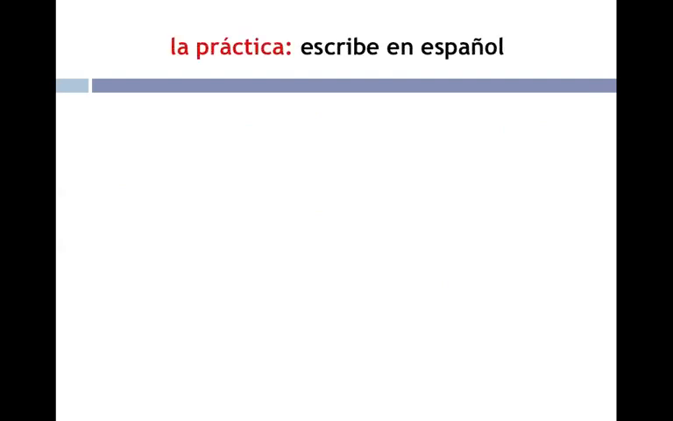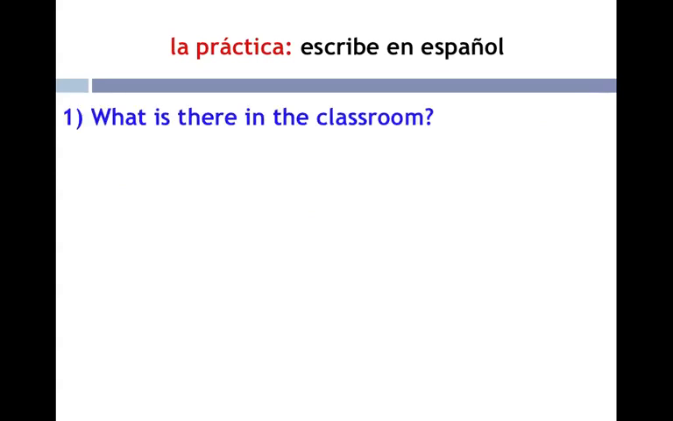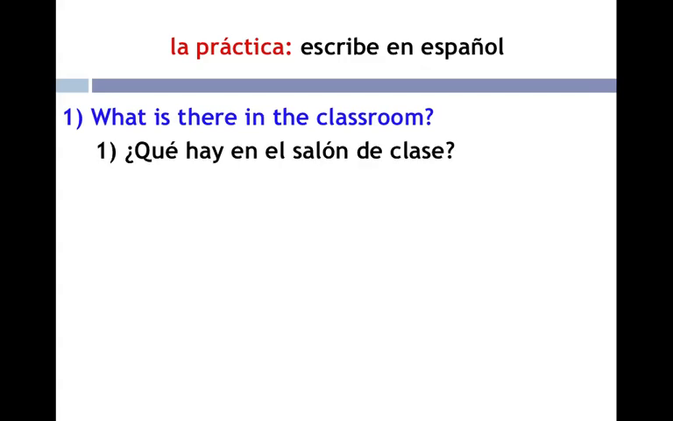So, un poco de práctica. Escribe en español. You can write these down or you can just think about them. ¿Cómo se dice, primero, what is there in the classroom? I'm going to give you the interrogative. The question word for what is ¿qué? See if you can put the rest together. ¿Qué hay en el salón de clase? Repitan, por favor. ¿Qué hay en el salón de clase?